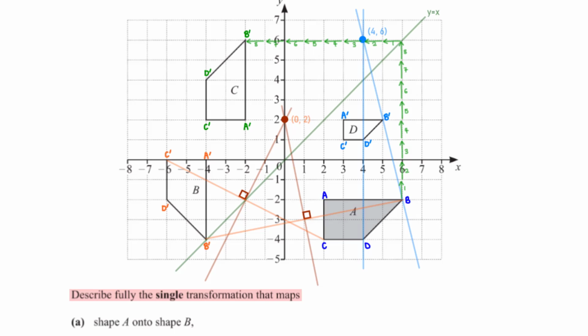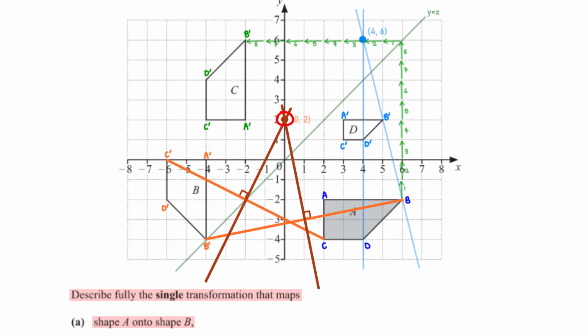Describe fully the single transformation that maps shape A onto shape B. When we look at shapes A and B, we can tell straight away that this is a rotation 90 degrees in the clockwise direction. So now we need to identify the center of rotation. For a 90-degree rotation, the way to determine the center of rotation is this. We draw a line to connect at least 2 corresponding points on both shapes A and B. Then we need to draw the perpendicular bisectors of these lines. The intersection point of the bisectors is the center of rotation.